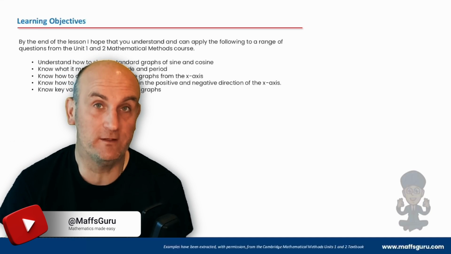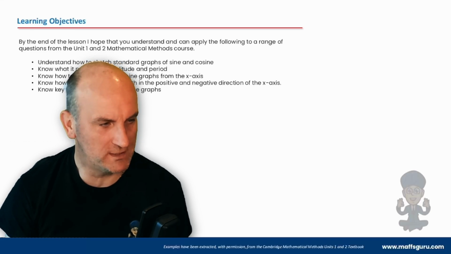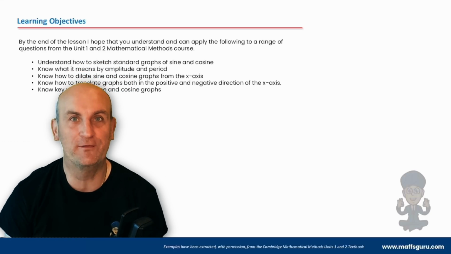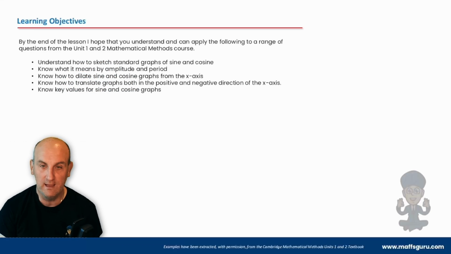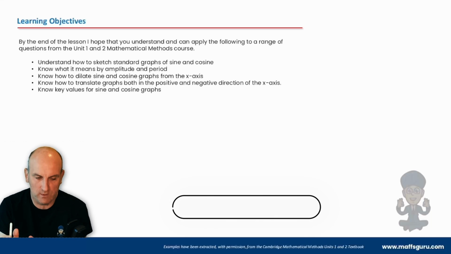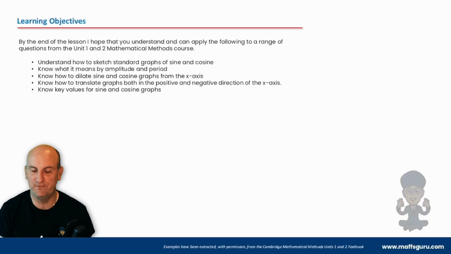Now again, this is for the methods course here in Australia, but bearing in mind graphs of sine and cosine are universal, I'm pretty sure you are going to find something of use if you're doing A-levels or any other course around the world. Now, learning objectives are always behind me because it's a good idea to go, right, this is what I'm planning on getting across and this is what you really need to know to smash this course.